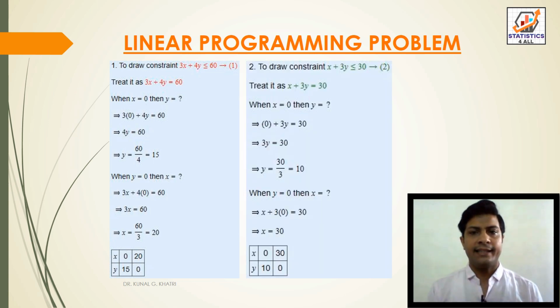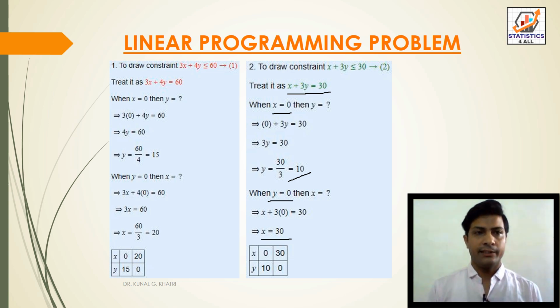Now to draw the constraint x plus 3y less than or equal to 30, that is our second constraint, we treat it as x plus 3y is equal to 30. When putting x equal to 0 in the above equation, 0 plus 3y is equal to 30, 3y is equal to 30, therefore y is equal to 30 by 3, that is equal to 10. And when putting y equal to 0, x plus 3 into 0 is equal to 30, so we got x equal to 30. So by putting x equal to 0, we have y equal to 10, and when putting y equal to 0, we have x equal to 30.